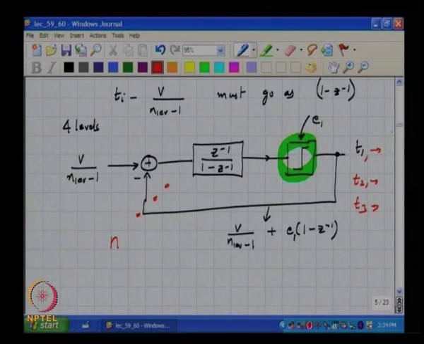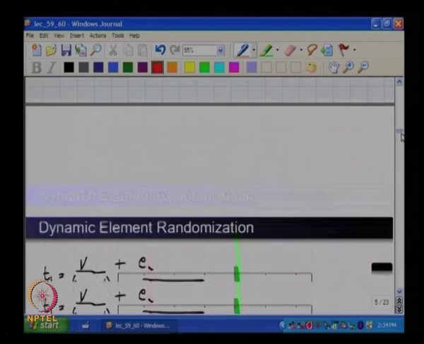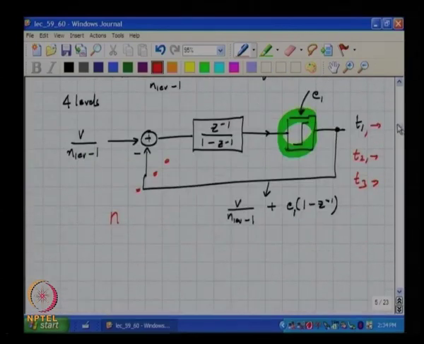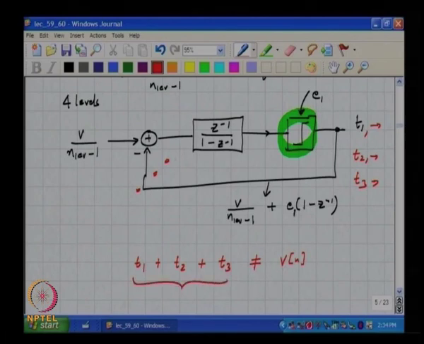Okay. So, one more observation to make, as he pointed out, is that if you look at in this particular case T1 plus T2 plus T3, this will not at all times be equal to V of n. You understand? It will only be equal to V of n on the average.